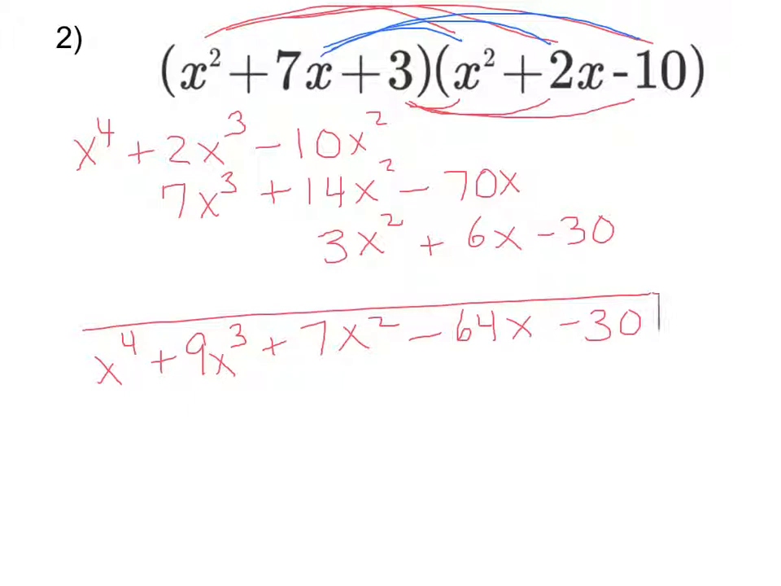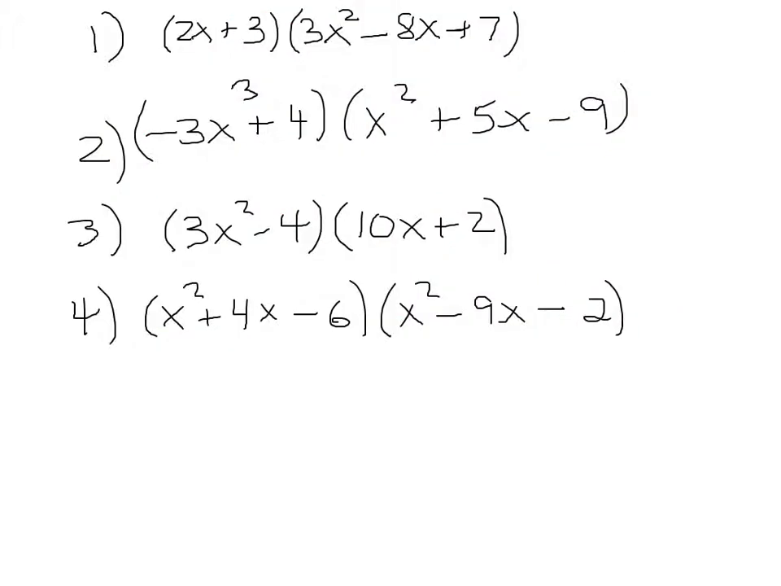So there we multiplied 2 polynomials together, and this would be our final answer, written in the most simple way that it can be. Here are 4 problems for you to try on your own. Make sure to leave enough space between each problem so that your work is not cramped.